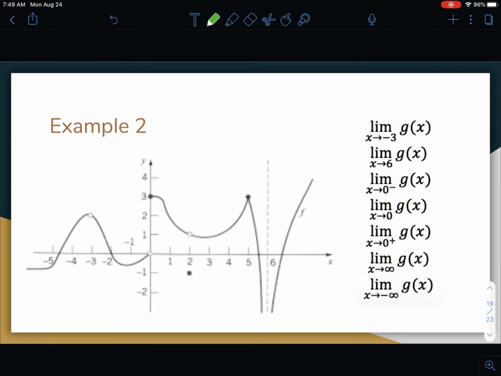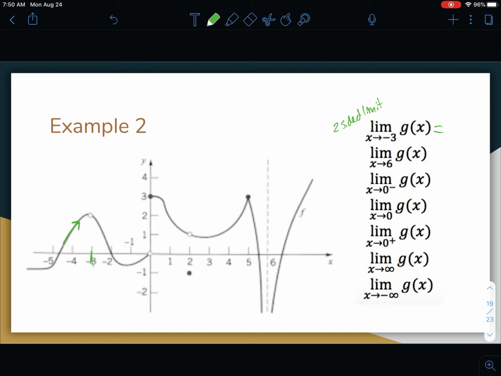Okay, for our second example, limit as x approaches negative 3. Now this is a two-sided limit. Notice there's no little plus or minus to the right of 3. So let's look at where negative 3 is.